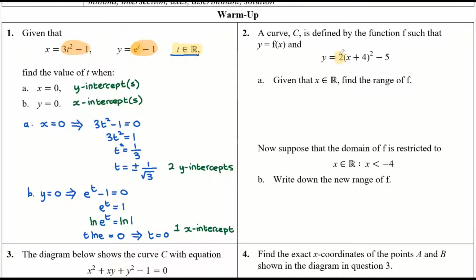But what is interesting is we have the x plus 4 all squared. So if I set that equal to 0, I'll get onto the range in a second. That means that x would equal -4, and this is the equation of the mirror line.